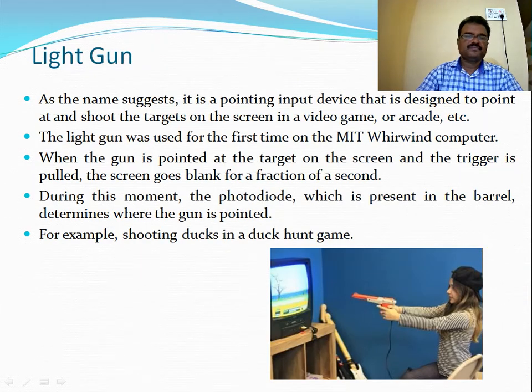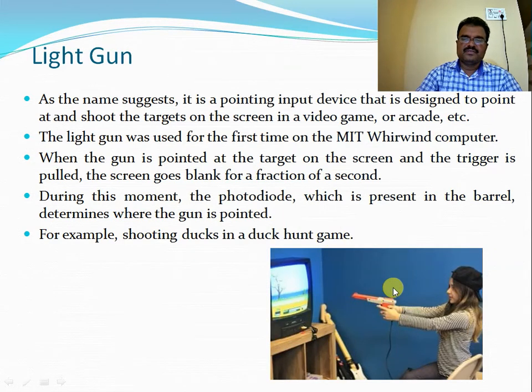Next one, the light gun. As the name suggests, a light gun is a pointing input device designed to point at and shoot targets on the screen in a video game or arcade. The light gun was used for the first time on the MIT, Massachusetts Institute of Technology, Whirlwind computer. When the gun is pointed at the target on the screen and the trigger is pulled, the screen goes blank for a fraction of a second. During this moment, the photodiode present in the barrel determines where the gun is pointed. An example is shooting ducks in the Duck Hunt game.